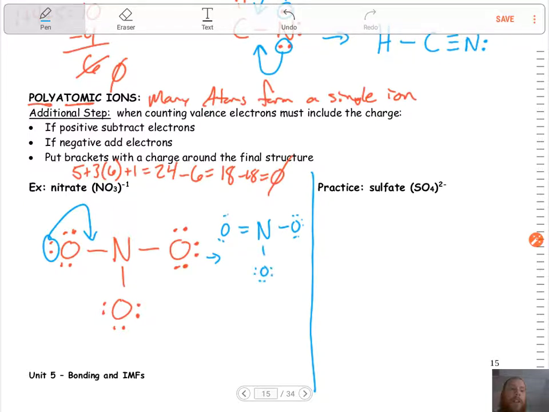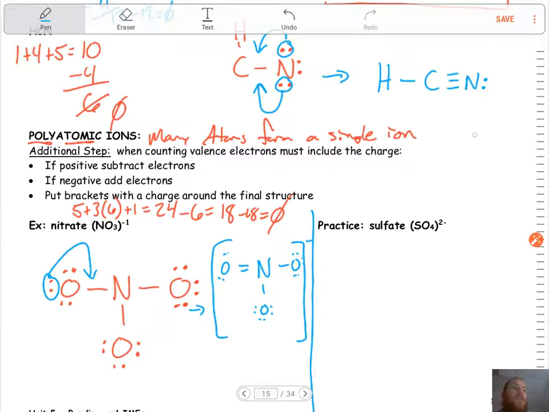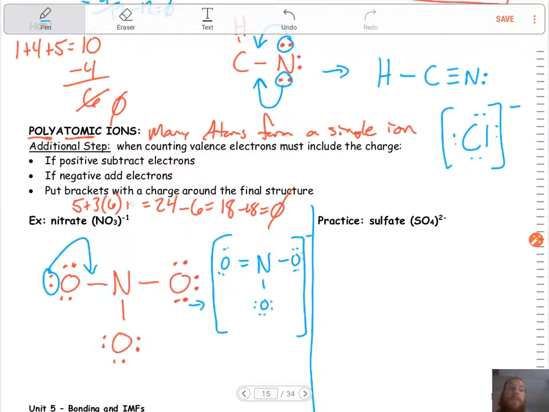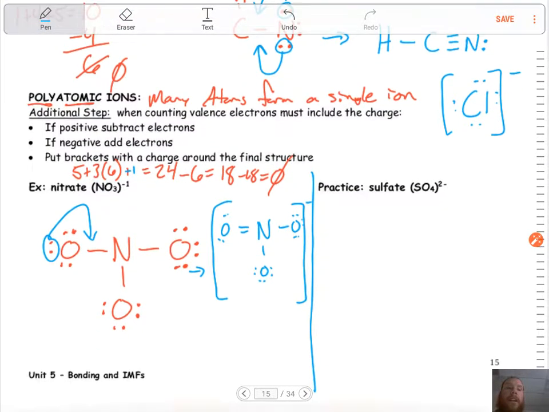Okay. The last thing when you get done with your structure, with a polyatomic ion, you've got to put brackets around it, and you've got to include the charge. Remember when we did the Lewis structures for an ion, something like chlorine minus, right? And how some of us missed points on that quiz because we didn't put brackets or a charge with it. You've got to include that charge because that tells you, hey, you got this extra electron. If we didn't have that, we'd be 1 electron short and our structure wouldn't make any sense. So you've got to make sure with polyatomic ions, guys, that you put it in bracket form.